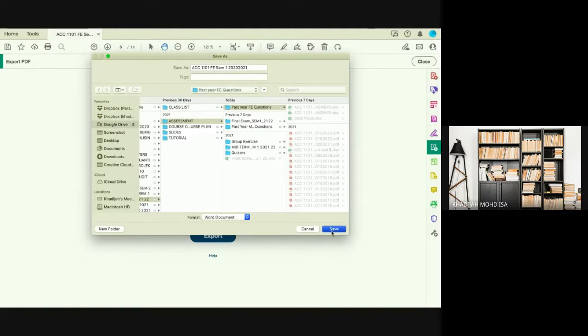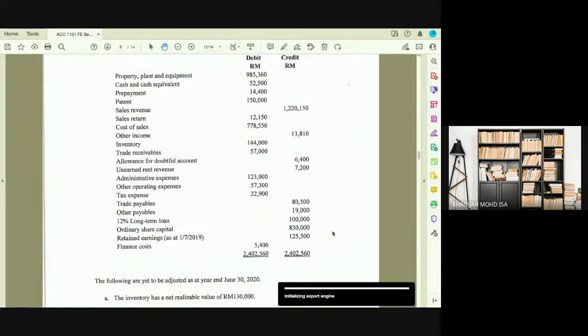Right. So okay, let's do this together. This question is 25 marks. The question asks you to prepare the financial statements. There are 3 financial statements that you have to prepare. One is the profit and loss account. The second is your retained earnings. And the third is your financial position.